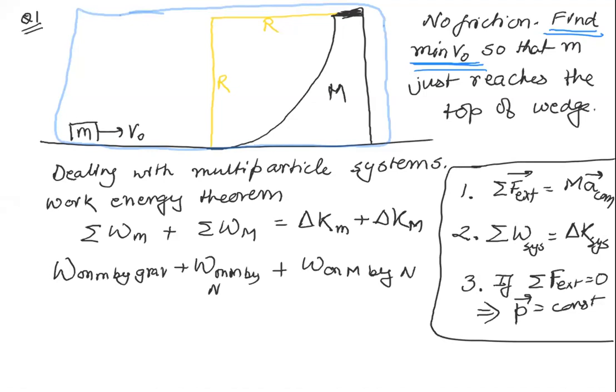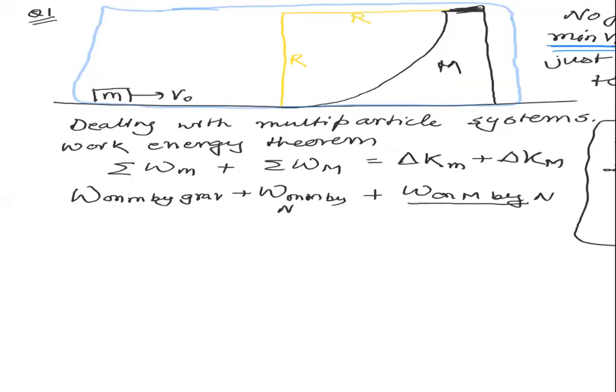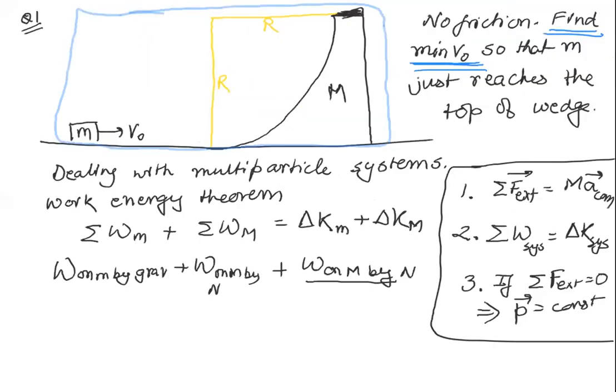So as capital M moves, there are two normal reactions on it. One is due to small m, and the other is due to the floor on the wedge. So I don't want to write this. I don't want to break this up into two other work dones. Ideally, it should be like that. But as we have discussed before, this one and this one will always add up to 0.